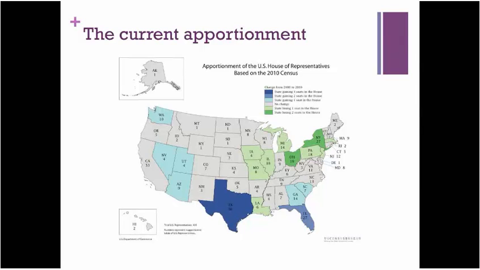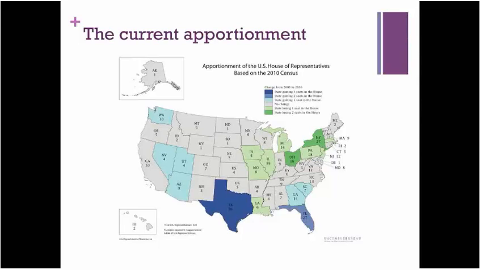You'll see a pattern to where the states are located that lost representatives. They're in the Northeast and around the Great Lakes out towards the Midwest. Maybe one anomaly is the state of Louisiana. Do you know why? In one word, Katrina, which depopulated the state.